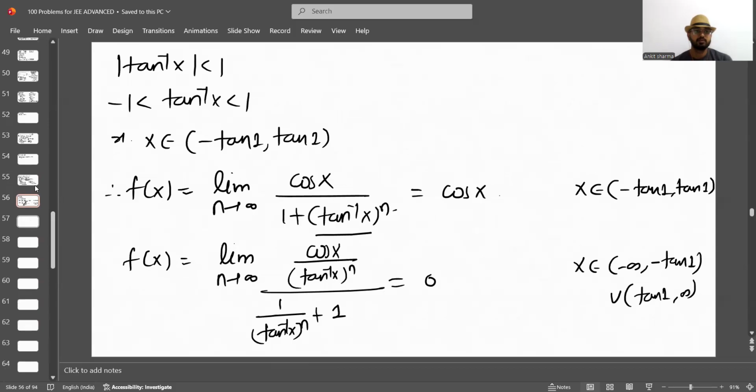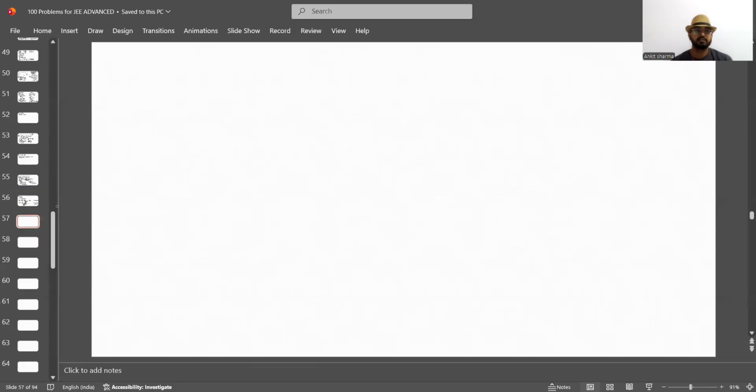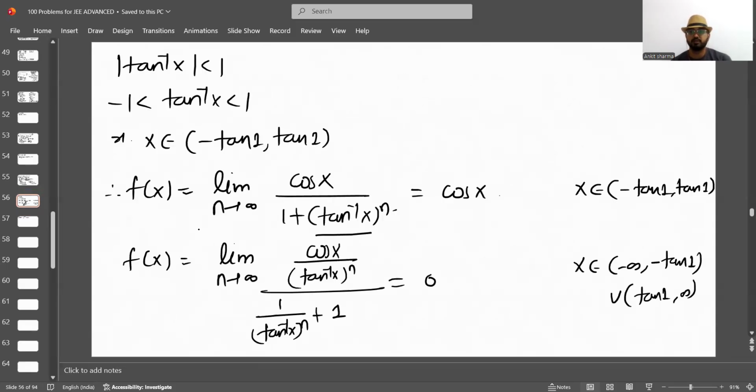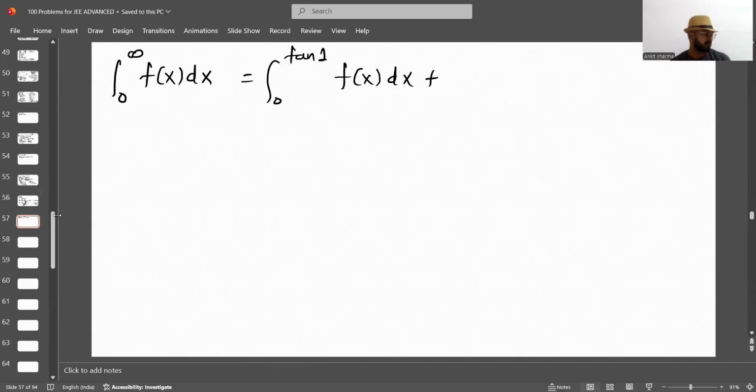Now my function is integral from 0 to infinity f of x dx. So 0 to infinity f of x dx will now be partitioned into 0 to tan 1 f of x dx. So the left part we won't consider because that's not in the domain. So this portion won't be coming. But this portion will come as 0. So from minus tan 1 to tan 1, I have this thing. That means I can consider from 0 to tan 1 at least. So 0 to tan 1, I'll be having cos x.